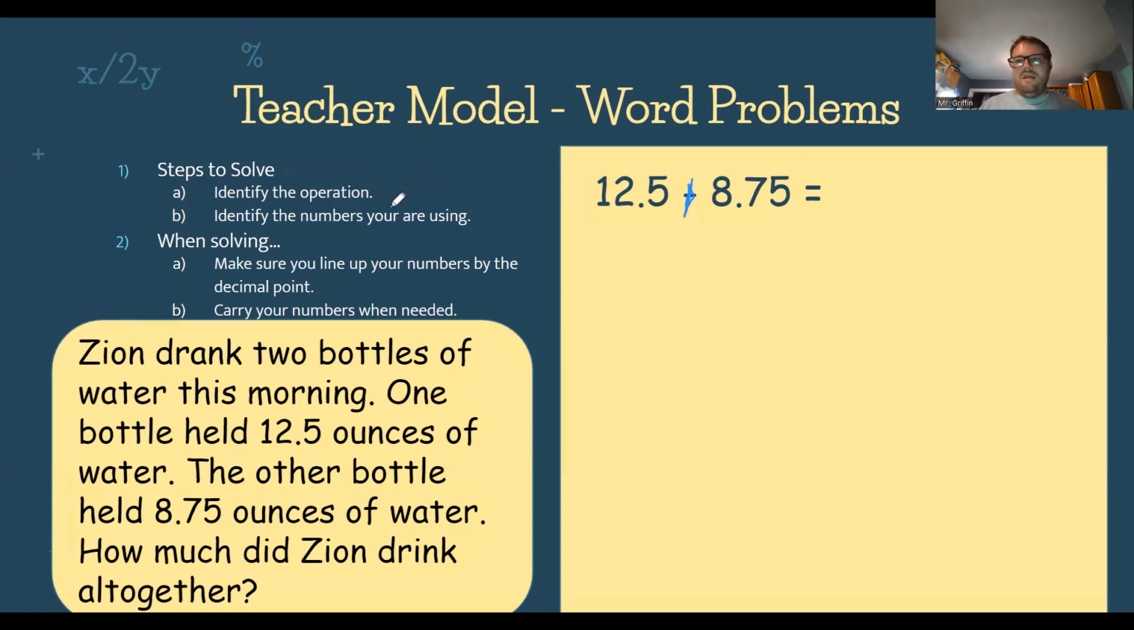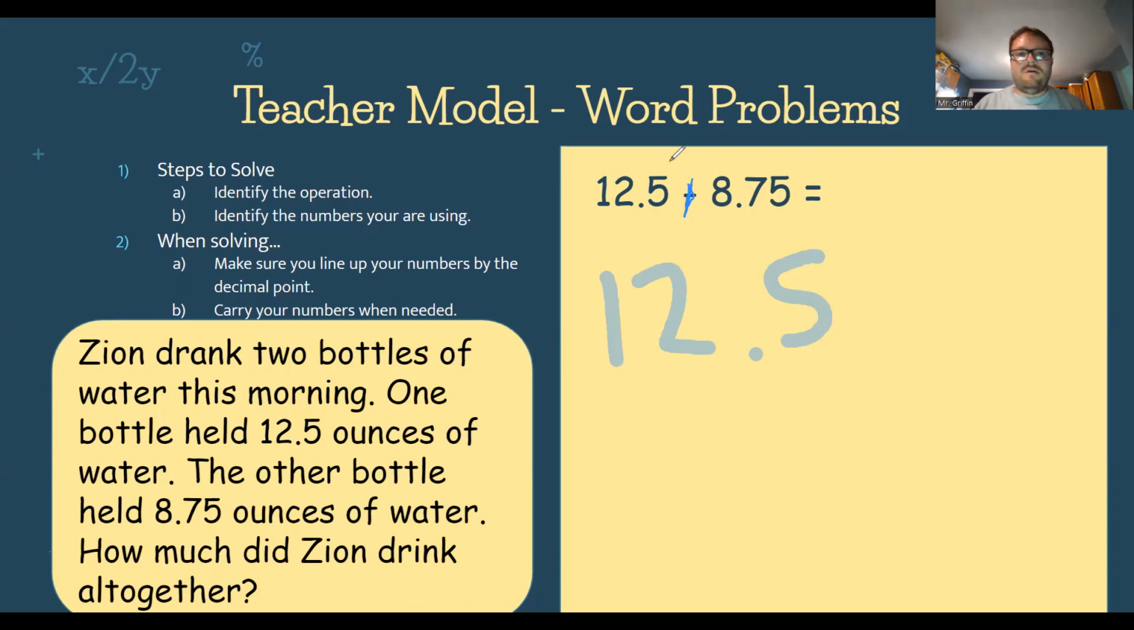So when we're adding two numbers, I'm going to write down my first number, 12 and 5/10. I'm going to change to pen, and then I'm going to change colors. Okay, so you see 12 and 5/10 is my first number. My second number is 8 and 75/100.